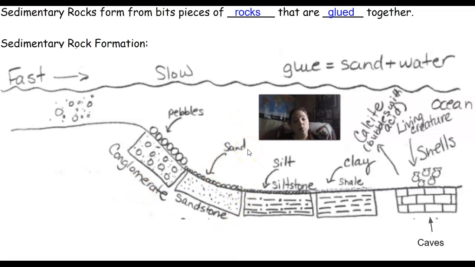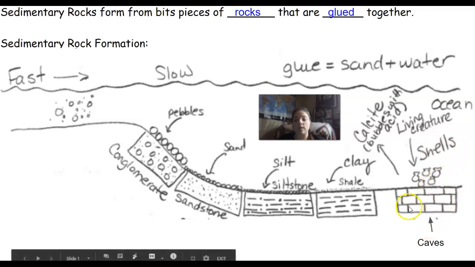And then the sand, right where the sand happens, it compacts and pushes, because it's got sand and it's got the water. It compacts down and cements, forming sandstone. Same with silt. Silt becomes siltstone. Clay becomes shale. And then when you have the living creatures that have shells, that forms limestone.